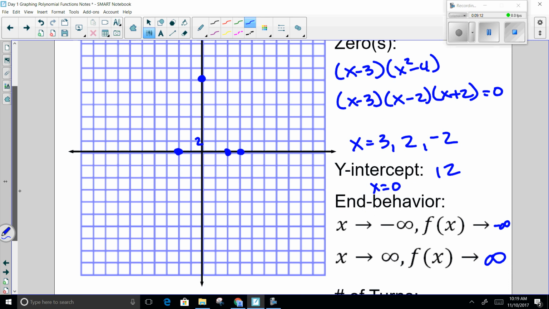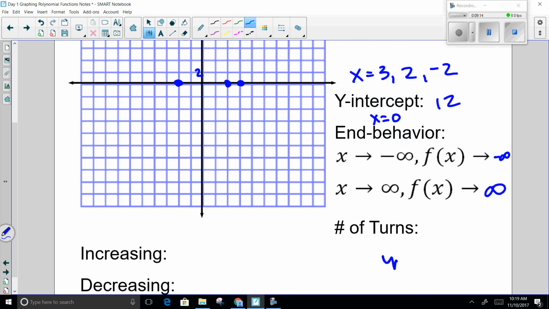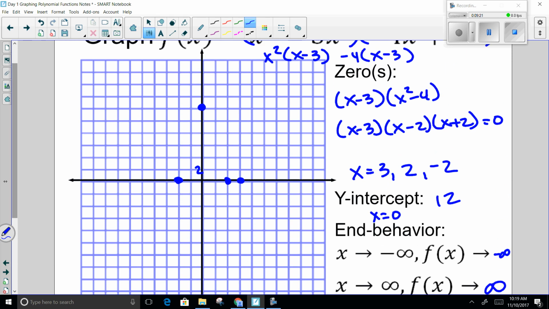The number of turns, how many turns am I allowed to have? I can have up to 1 less than the degree. So I can have up to 2 turns. Okay? So now let's go through and put all this information on the graph.